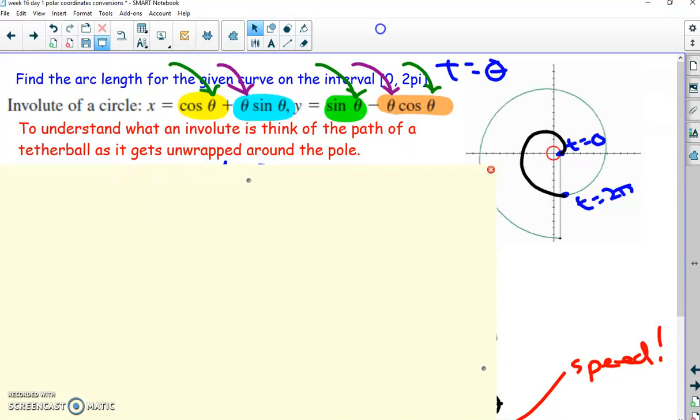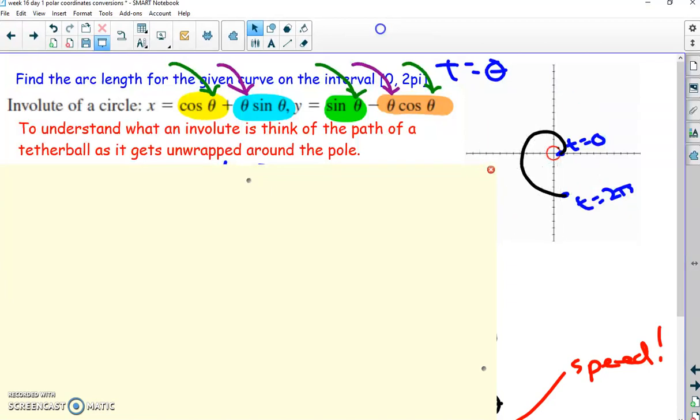Over time, or over theta, your rope gets bigger and bigger as it loops around. Okay? So I want you guys here to take dx/dt, or if you want to call it dx/d theta, take dy/d theta, and I want you to integrate from 0 to 2 pi and show me what you got. See how much rope is there on this spiral.